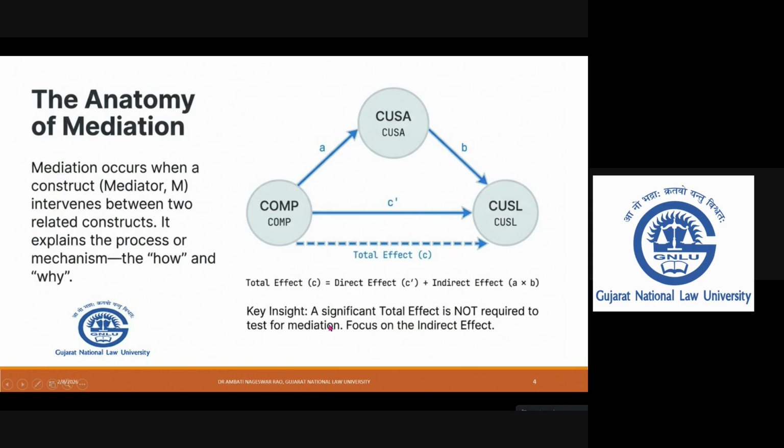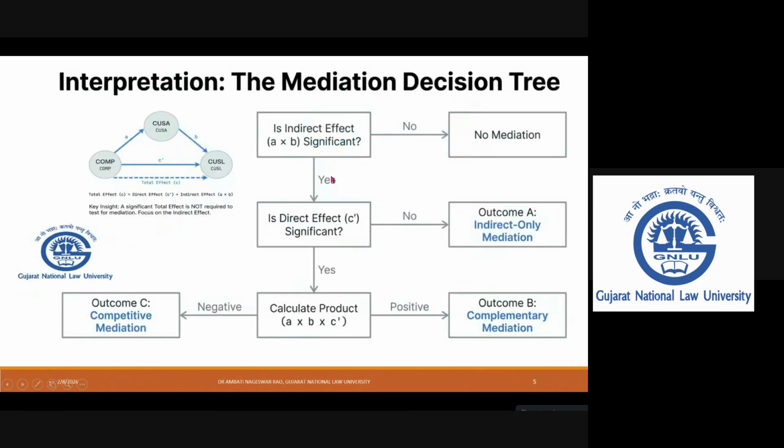A key insight: a significant total effect is not a required test for mediation. The total effect is nothing but the direct effect plus the indirect effect. If I'm getting an indirect effect, that makes the difference. What is the role of the mediator? If the mediator is not influencing, then there's no role for the mediator here. So let's see it one by one.